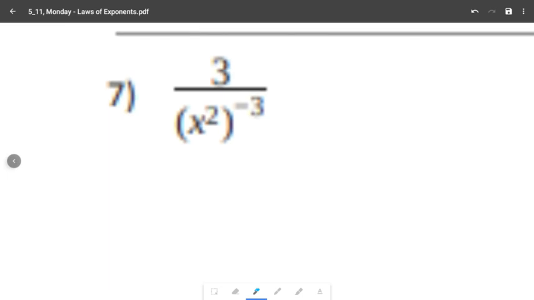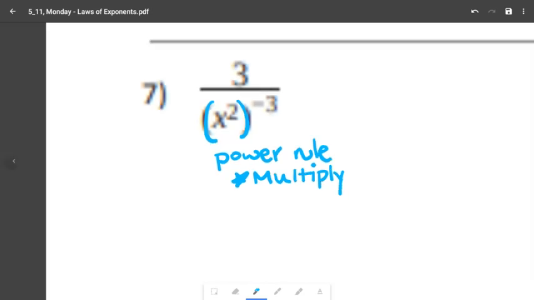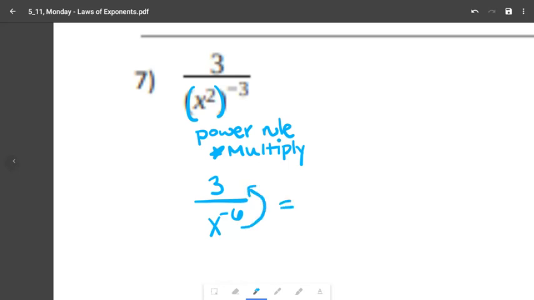Question 7. Parentheses. We do have our power rule here. Power to a power. We multiply. So 2 times negative 3, I get x to the negative 6 power. Done simplifying, but now we need our answer to have positive exponents. So the x is in the bottom, it's going to go to the top. So the exponent can turn positive.